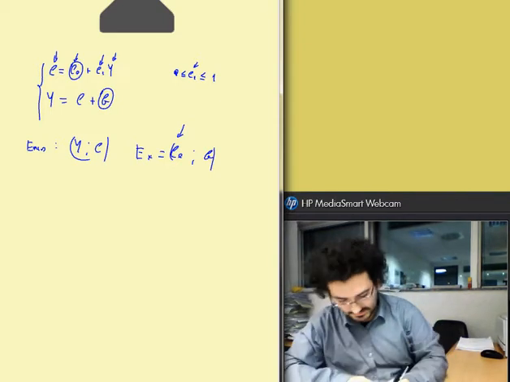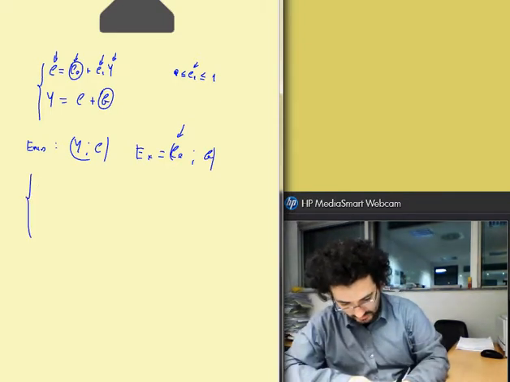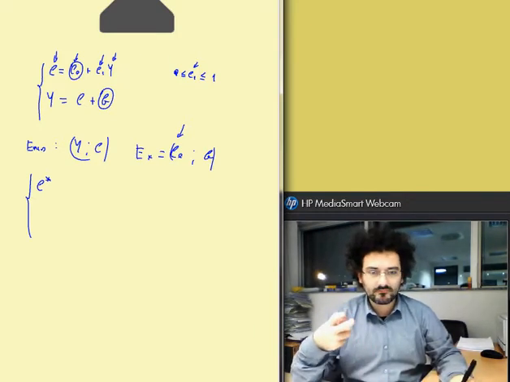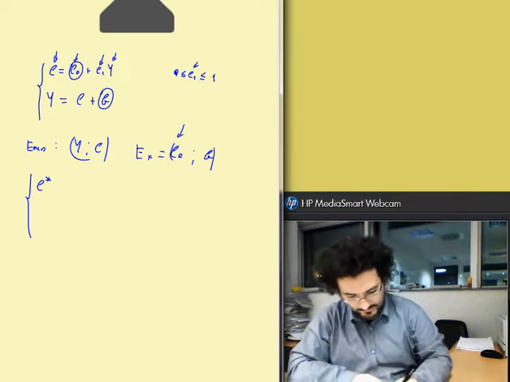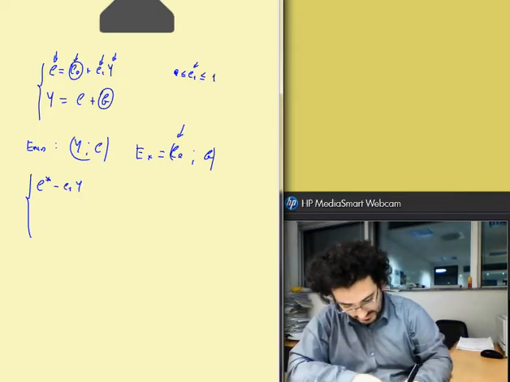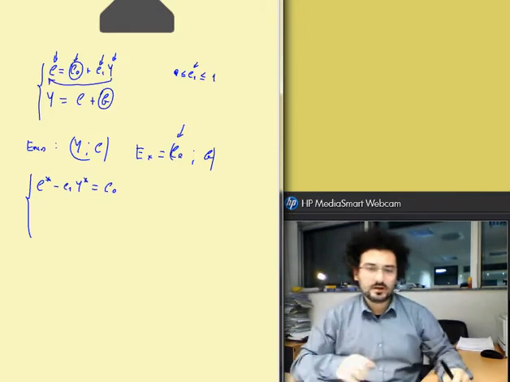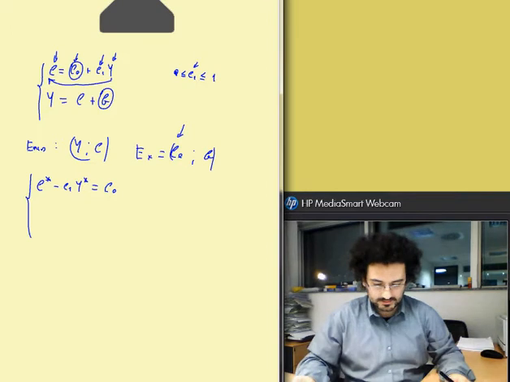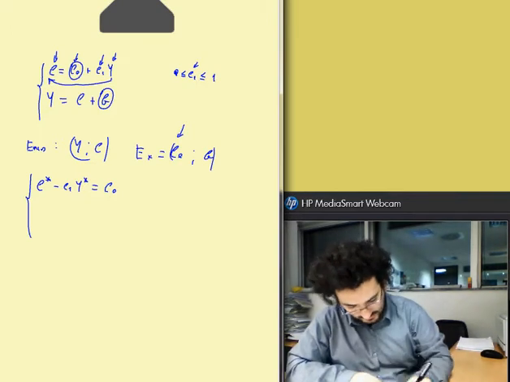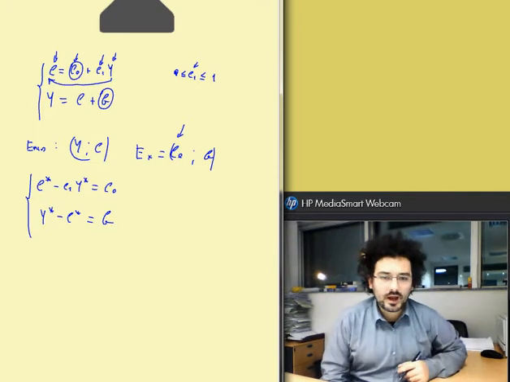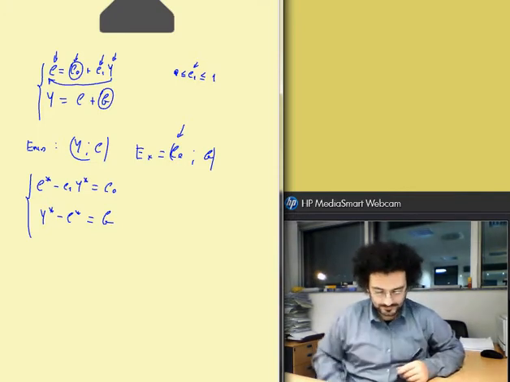Now we can write the system in the following way. We can call C star, in order to understand that it is the equilibrium value of consumption, minus C1 Y star equal to C0. So we put Y on the left hand side. And we have the second equation, Y star minus C star equal to G. Y star and C star are the endogenous variables we want to determine.